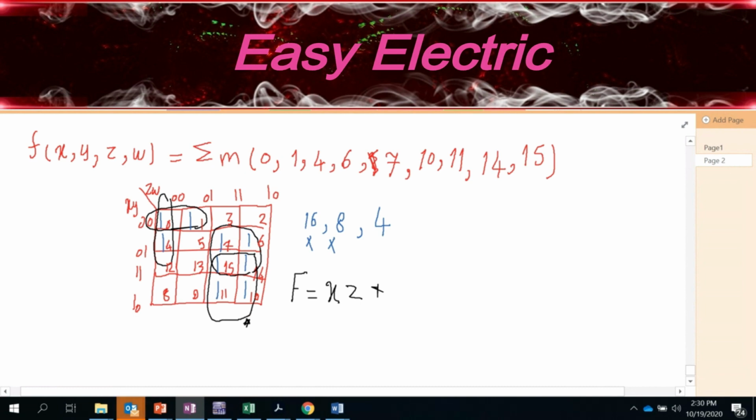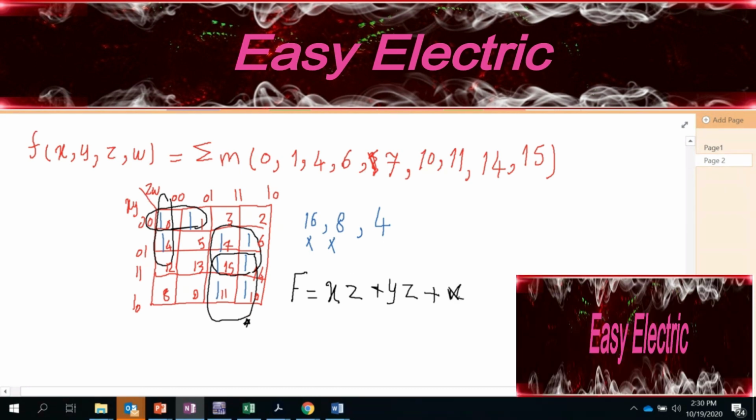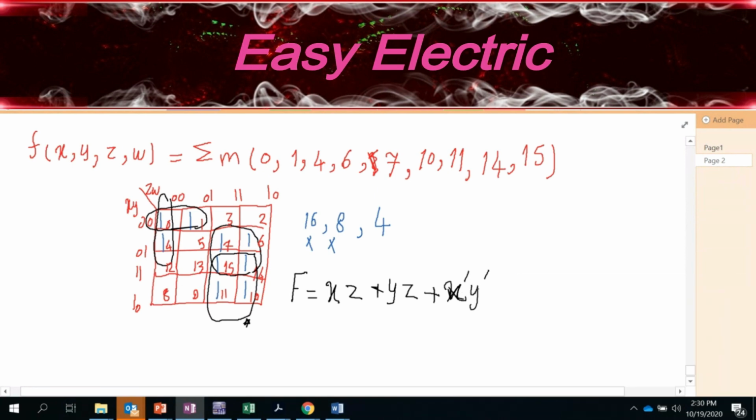Write another one for these 7, 6, 15, 14. X is 0, 1, gone. Y is 1, 1, should be Y. And what else do we have? Again, Z is 1, 1, and W is 1, 0, gone. Plus we have 2 here. For this one, XY is 0, 0, should be X prime Y prime. Then XY, Y prime, and ZW, Z is 0, 0, you get Z prime here, and W is 0, 1, gone for this.